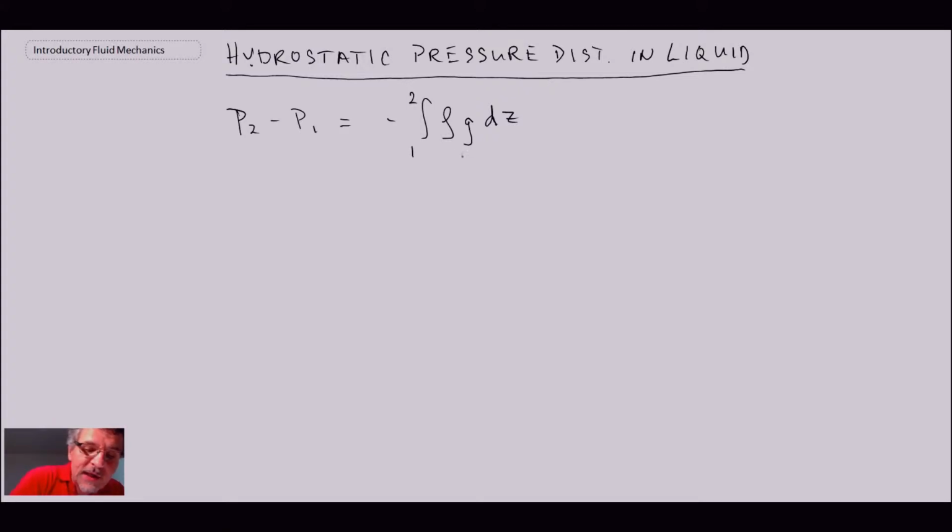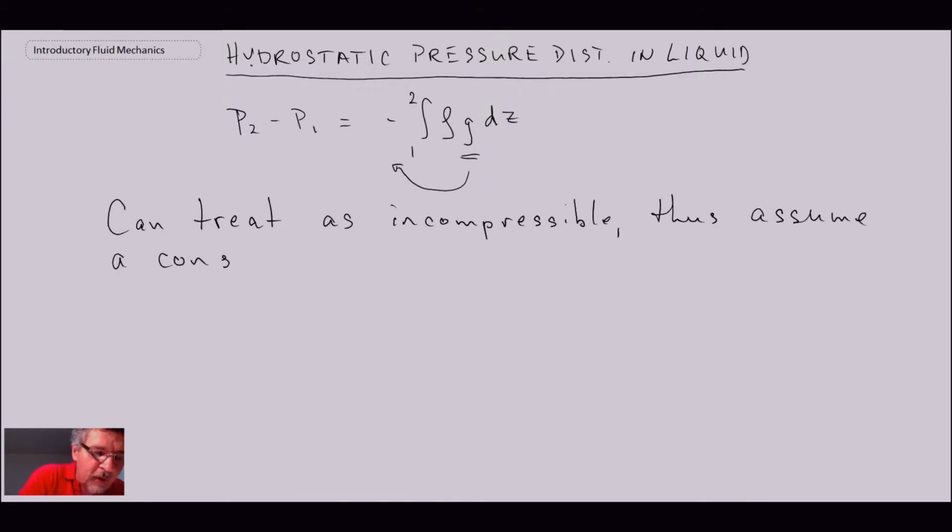Now, g we will pull out of the integral, so we'll be okay there. Now with a liquid, density is usually more or less constant, incompressible. So what we'll do is we will pull density out as well. So when we're dealing with a liquid, we can treat the liquid as being incompressible, and with that, we assume a constant density.